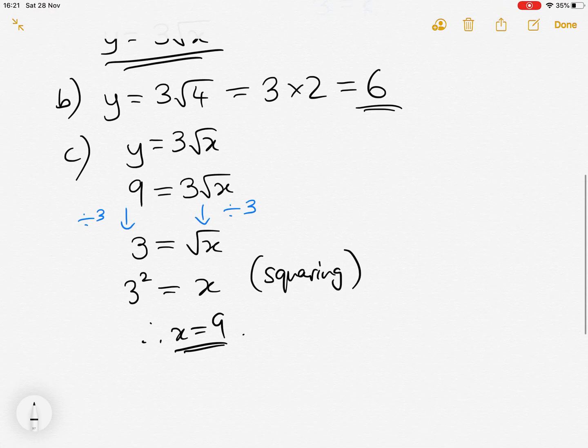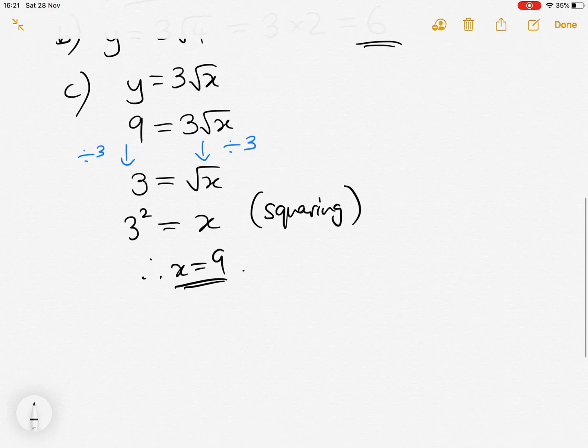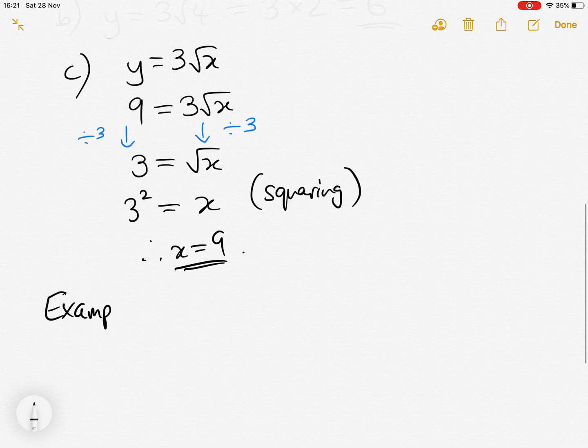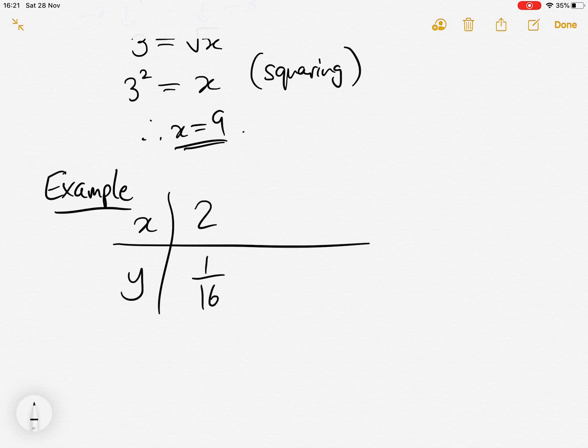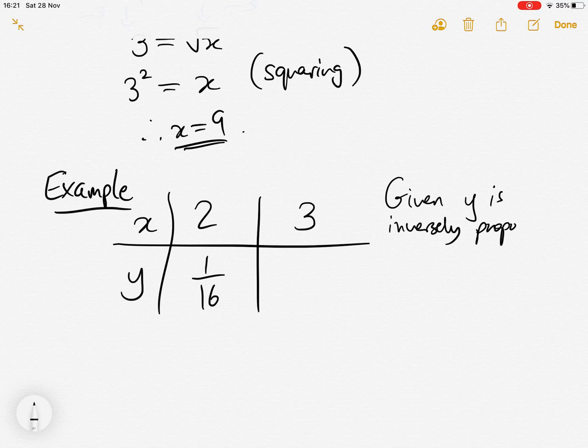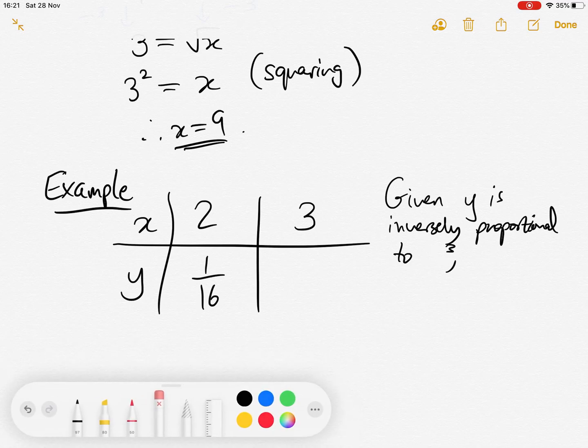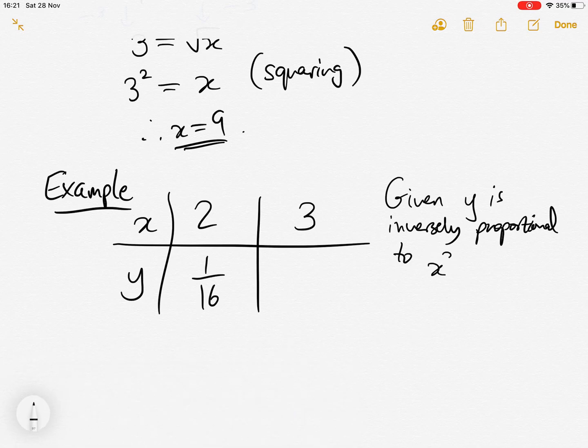Okay, so let's now look at a different example. So this time, let's say we're given a table like this. We're told when x is 2, y is 1/16, and when x is 3, we don't know what y is. And the question is, given that y is inversely proportional to x cubed, complete the table.